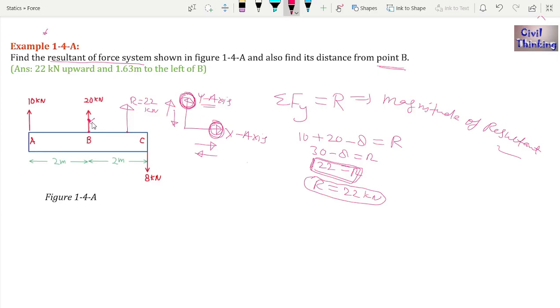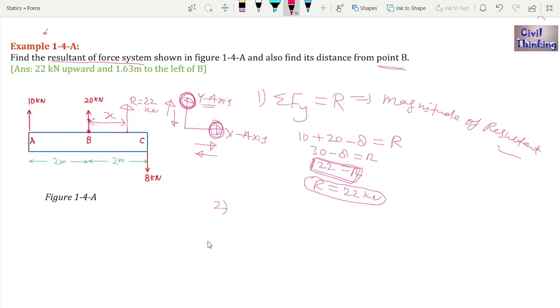Now let's assume it is at a distance of x. We have to find the distance of resultant from point B, so I assume the distance is x. So let's apply the second step. This was the first step. What was the second step? The moment of forces about point B is equal to moment of resultant about point B.